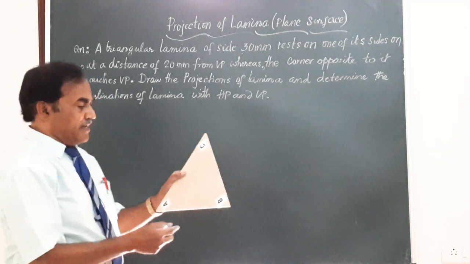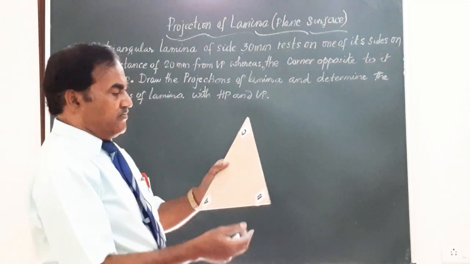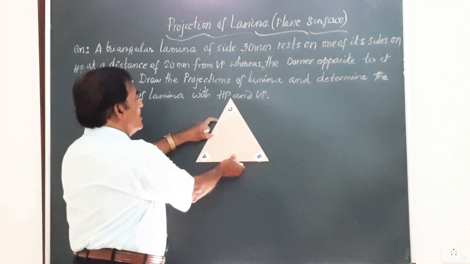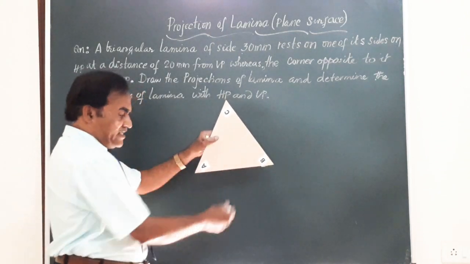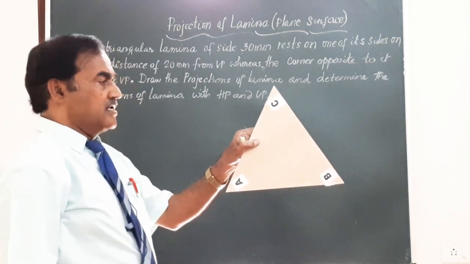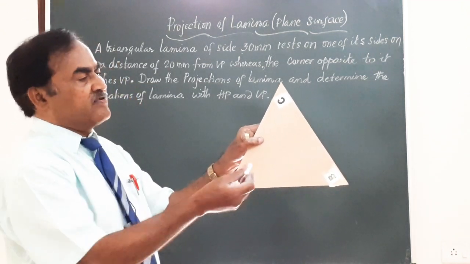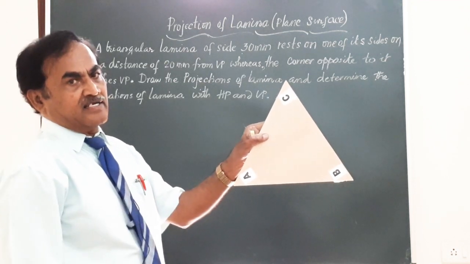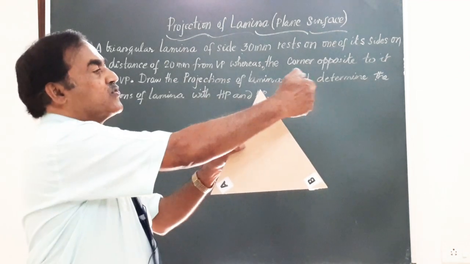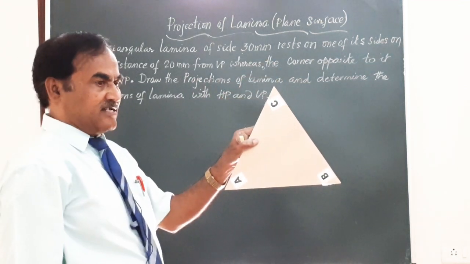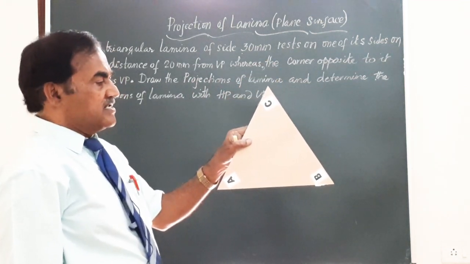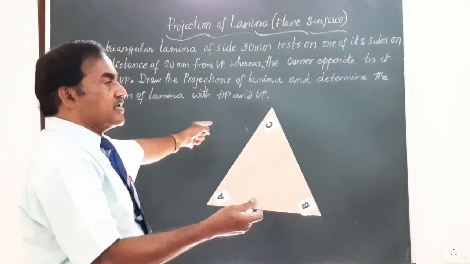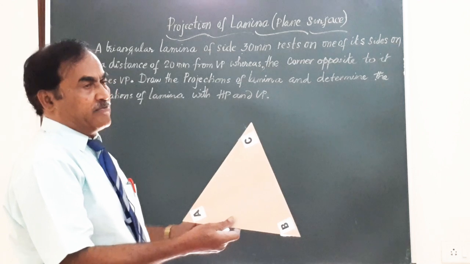So, this is a lamina. Friends, whenever this lamina is held on the wall or pasted to the wall, or it is placed anywhere parallel to that, the front view of the lamina is going to be a triangle, and the top view is going to be a line. So, how to start? He says the distance between this lamina surface and the wall, that VP, is 20 mm.